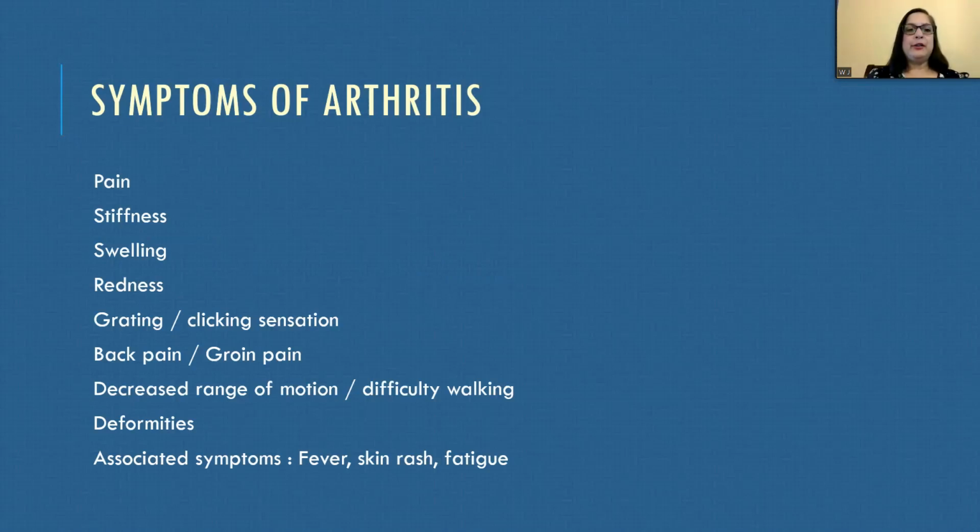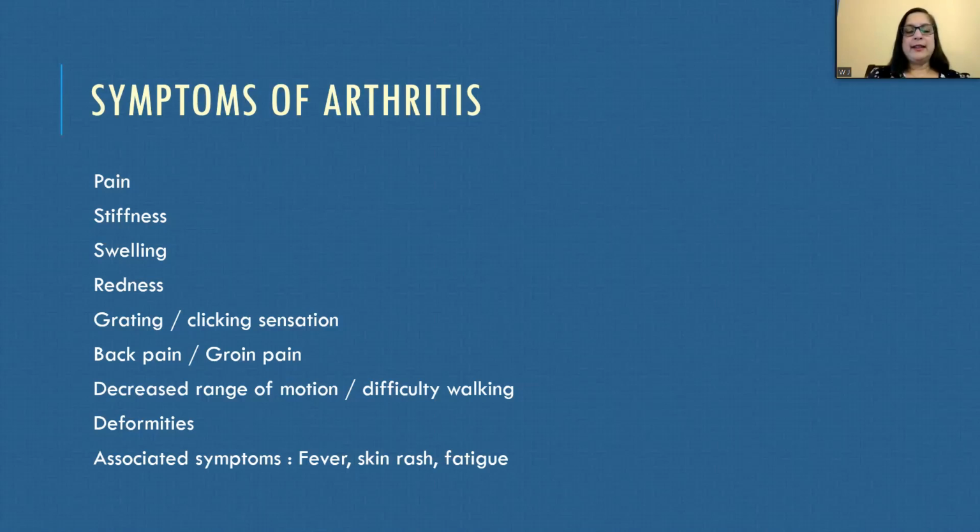The main symptoms of arthritis are pain, stiffness, and swelling in the joint. There can also be redness if there is a lot of inflammation. There is a grating and clicking sensation, which can be felt either in the knees or maybe in the neck. Sometimes we hear it, and also back pain and groin pain. Groin pain also can be associated with problems in the back as well as the hip joints.